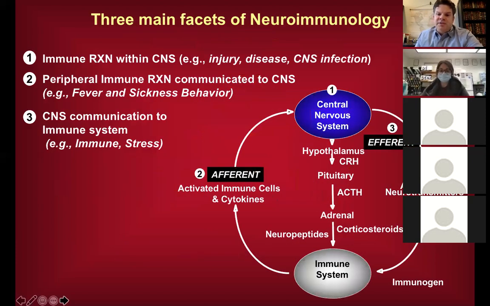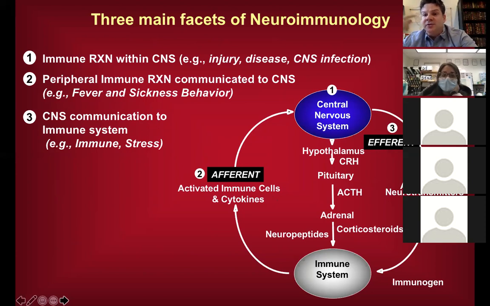Okay, so this is a really big overview of neuroimmunology and the way I think about it. To me, there are three main facets of neuroimmunology, okay? And I think you're going to see examples of all of these over the course. The first one is an immune reaction within the brain or spinal cord. So think about this: you have a CNS infection, or you have a spinal cord injury, you're going to have an immune response inside the CNS tissue. So that's one aspect of neuroimmunology.